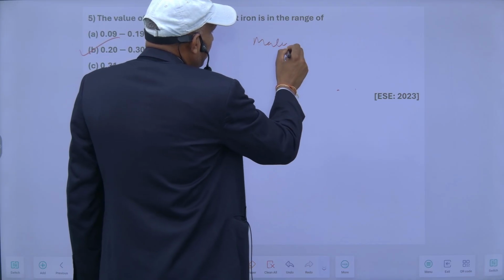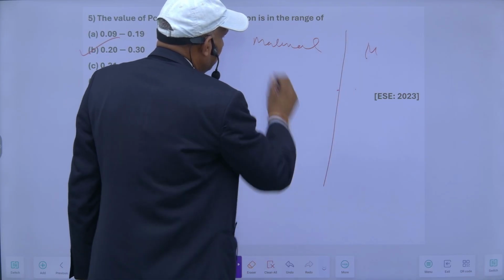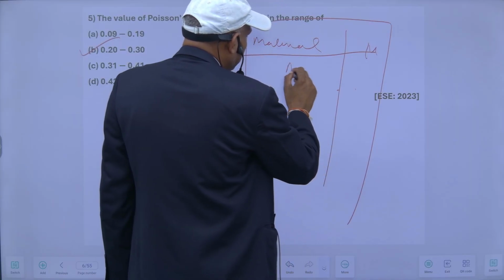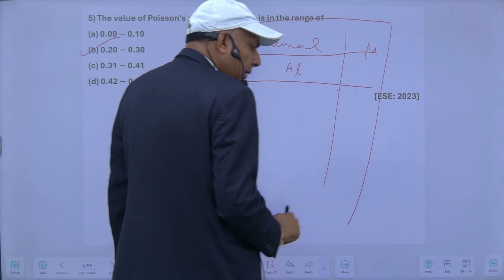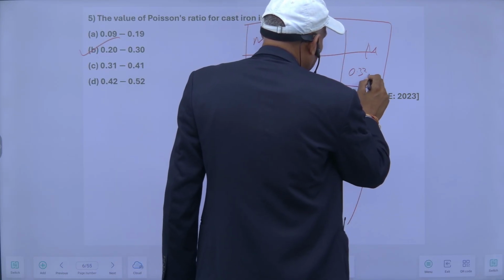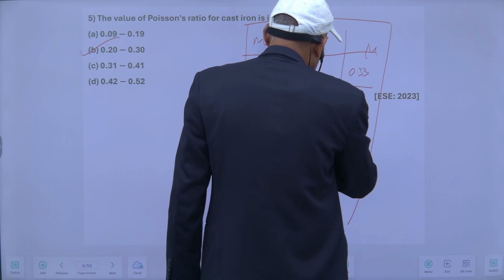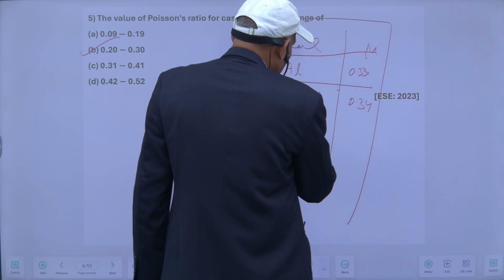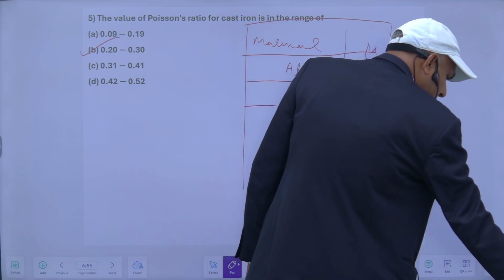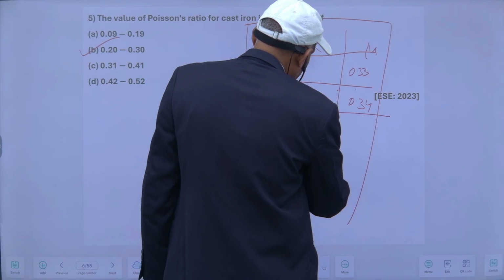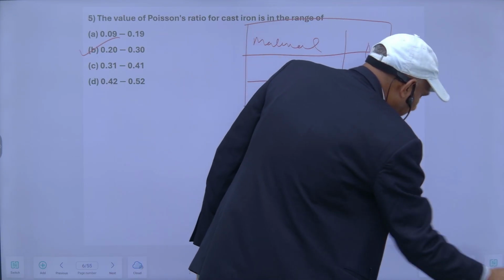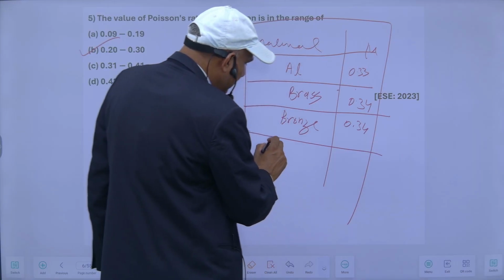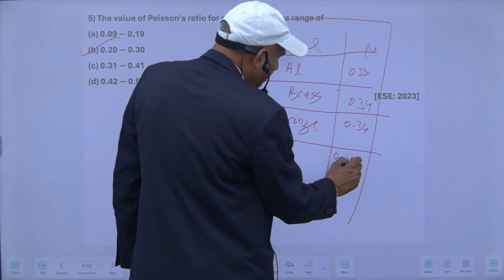This is the material. For various materials, the value of the Poisson ratio is like this. For aluminium, it is 0.33. For brass, this is 0.34, and bronze, it's 0.34. Cast iron, it is 0.2 to 0.3.